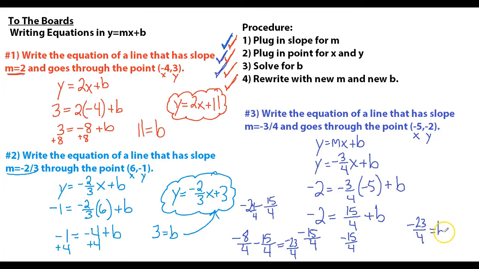Negative 23/4. That's an ugly fraction. So now we rewrite the equation. Y equals my slope, negative 3/4 x, and my y-intercept, negative 23/4. And that right there is our final answer. And so we rewrote the equation with the new m and the new b.